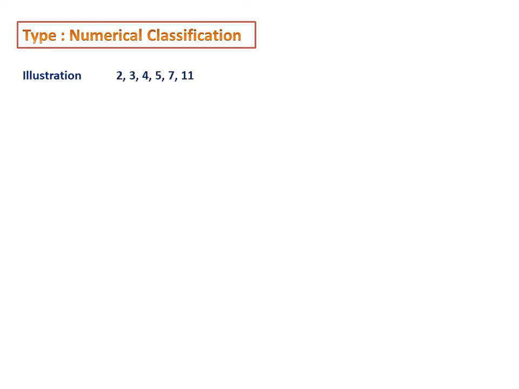So the question will be like this. Let me explain what is the nature of this type of question. A set of numbers will be given. Then here what you have to do is we should find which is not belonging to the category. So 4 does not belong to the class.